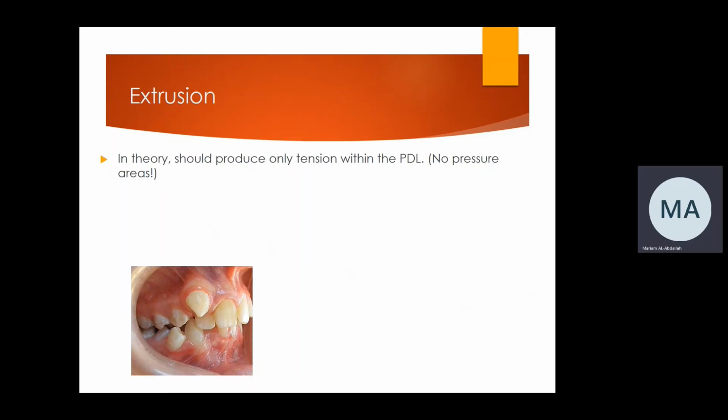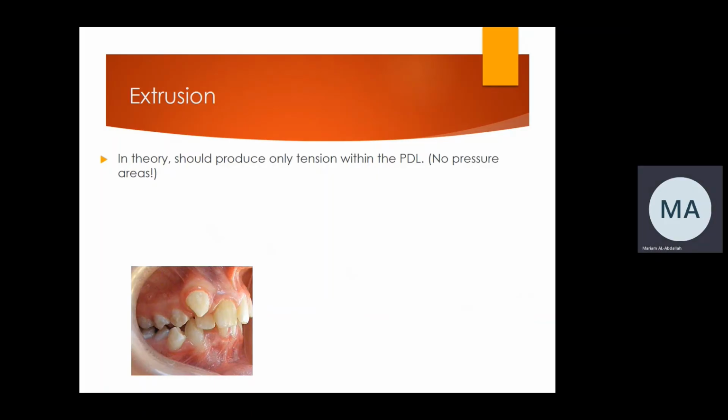Right, extrusion. Now, again, in theory, if you think about it, I want to pull the tooth away from the socket. So if I have a pure, perfect extrusion, then there will be no loading diagram at all. The loading diagram of the periodontium will be 0 because I'm pulling the tooth away from the socket at all points, okay? And there will be no pressure areas at all.